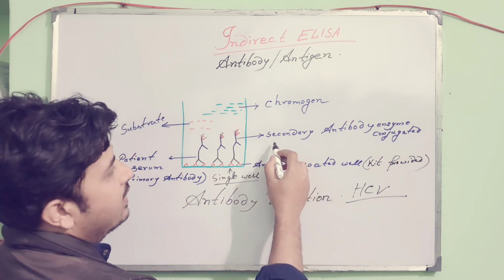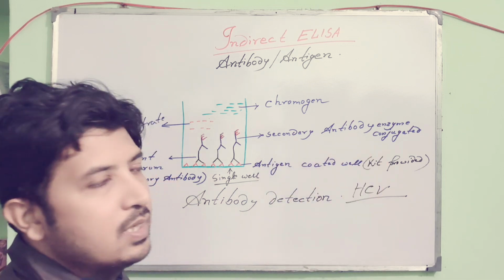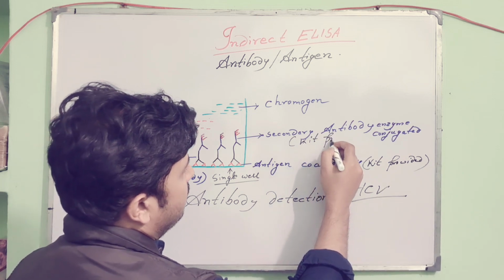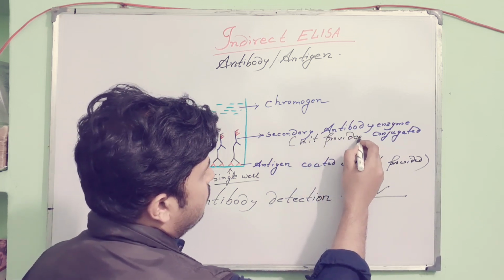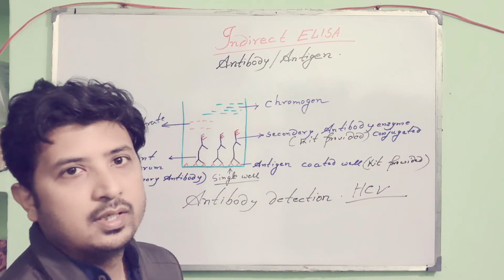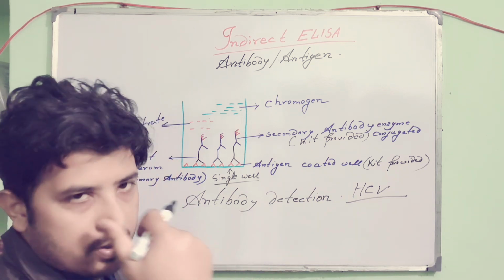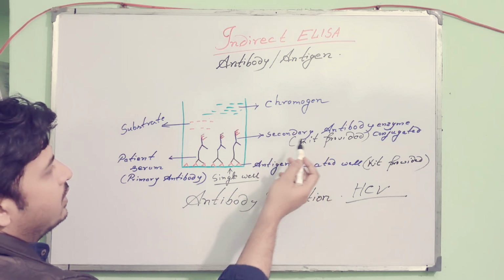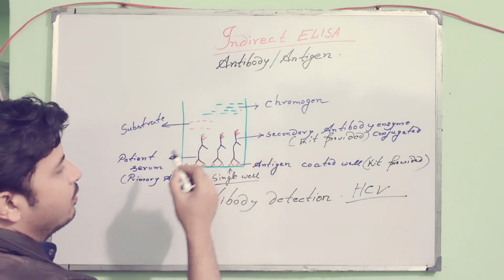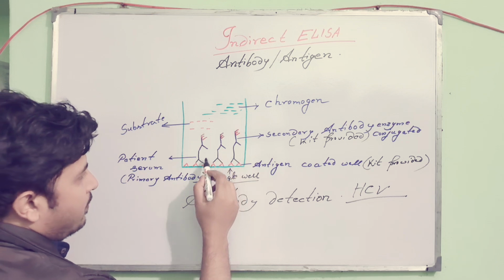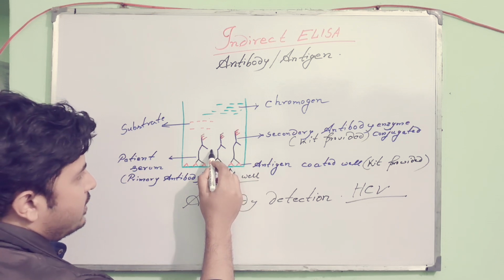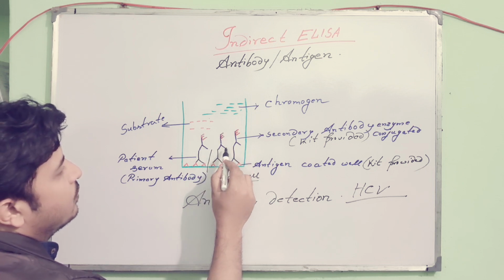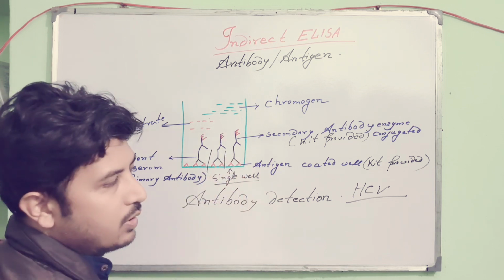The next step is to add the secondary antibody, which is enzyme conjugated. This is also kit provided. The company you are using for diagnosis will provide you these components. So, now you are providing the secondary antibody, the enzyme conjugated antibody. If the patient is positive, we already have this structure present there. This secondary antibody is specific for the primary antibody.